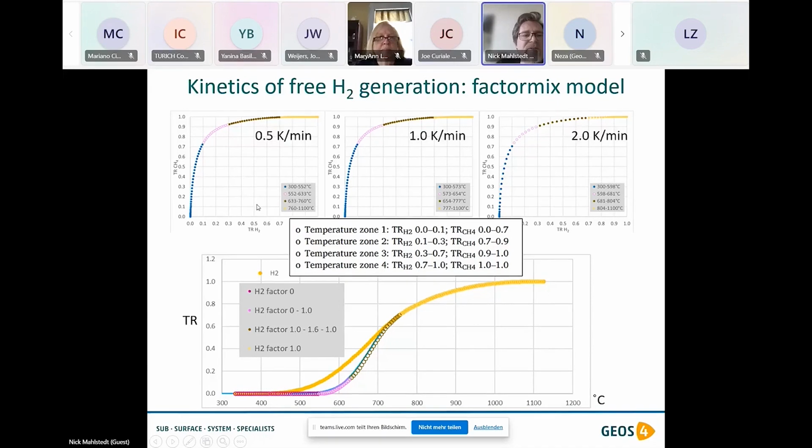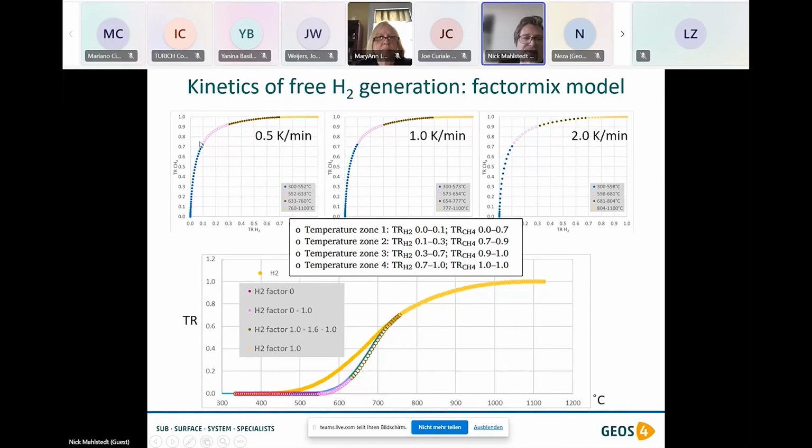So by plotting, for example, the transformation ratio evolution of hydrogen versus that of methane for all three rates we used as input parameters, the generation shows a very similar evolution with temperature. So in the first temperature zone, which is the main stage of methane generation, hydrogen generation is just beginning. So we multiplied here the hydrogen yields with 0.